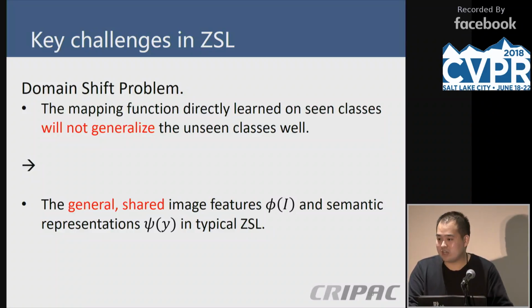The key challenge in such approaches is the domain shift problem. The mapping function learned from seen classes will not generalize well on unseen classes. To solve this issue, previous zero-shot learning works. This means the manner in which the general shared representations are utilized in both the visual and semantic spaces.